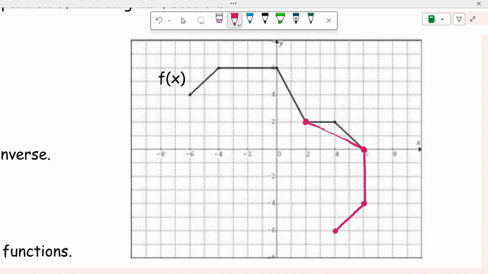Now I'm at 4, 2. So 4, 2 becomes 2, 4. It moved. And then my last point is 6, 0. It becomes 0, 6. So even though it toppled onto a point that was already there, it still moved from the original.